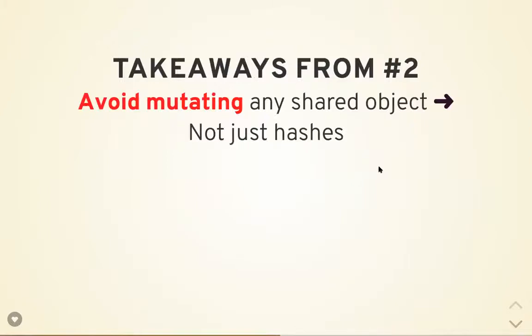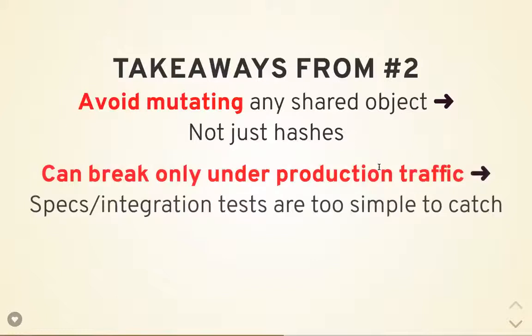Takeaways from this example. You should avoid mutating any shared object, not just hashes. So if you share things between all of your threads, you should really try to not modify them after you've shared them. So you create an object, you put things in there, and after you pass it on, it no longer gets modified. That's the best way to avoid any problems.